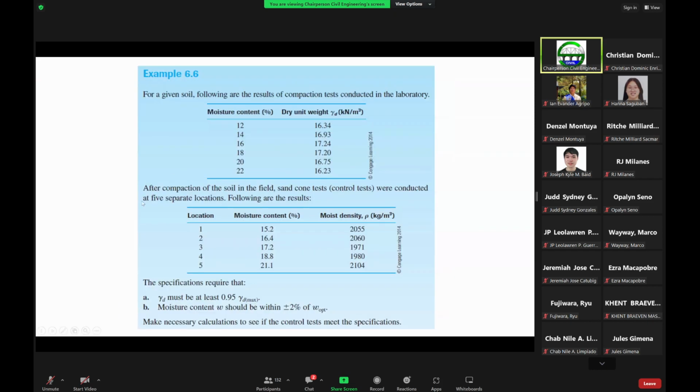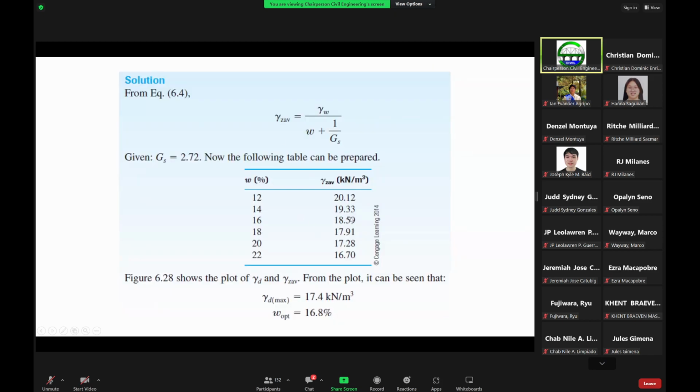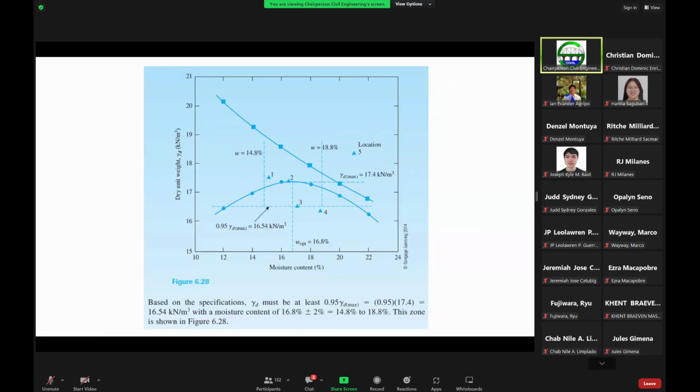With that, we can now plot this one here, the dry unit weight in the lab, as well as the zero air void unit weight. So this one here is now the compaction curve, or the dry unit weight curve with respect to the moisture content. And this one here is the zero air void unit weight curve. Again, the compaction curve must not lie to the right of the zero air void curve.